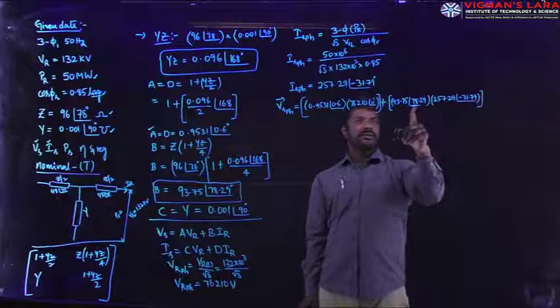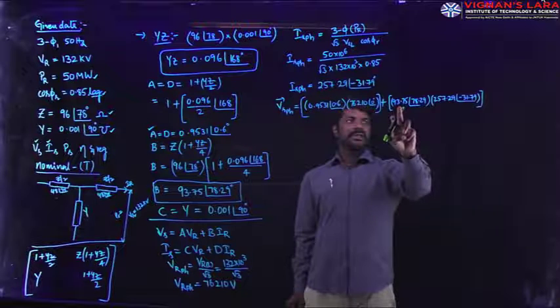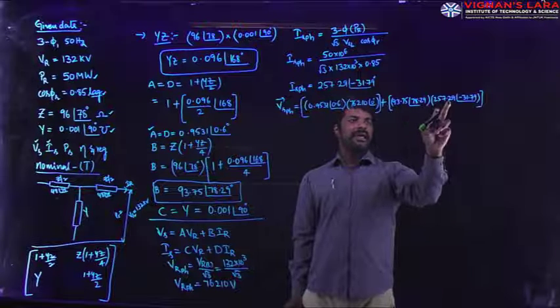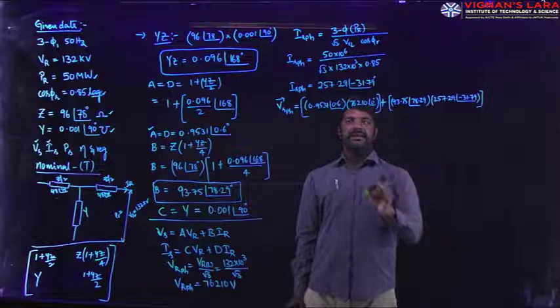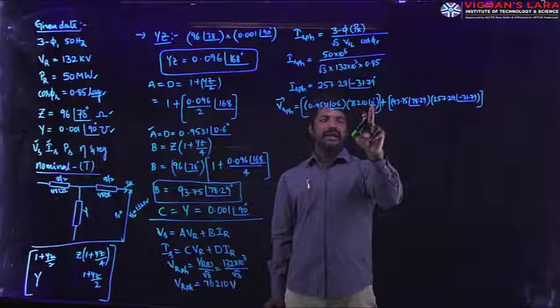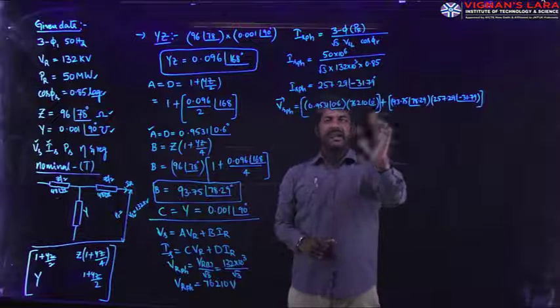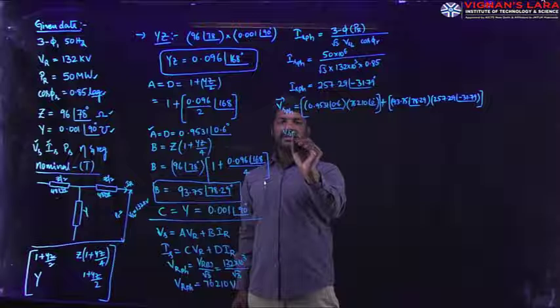What are the multiplication rules? Magnitudes should be multiplied, and angles are to be added. Here also, magnitudes are to be multiplied and angles are to be added. The final answers in these brackets must be added up, then you can get the Vs per phase.